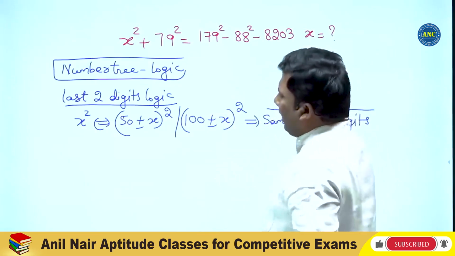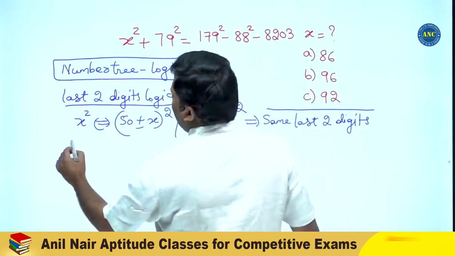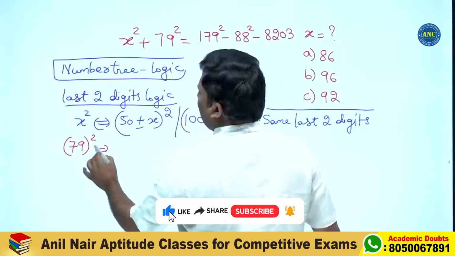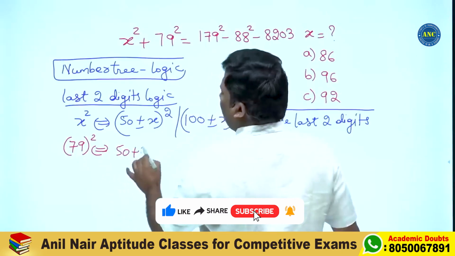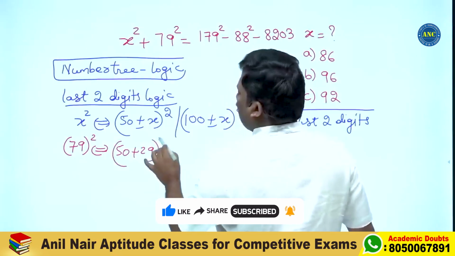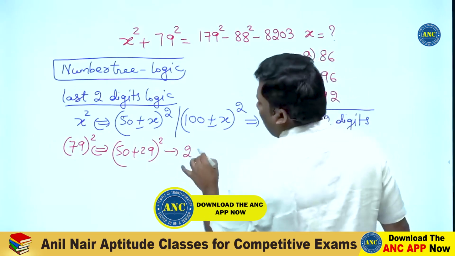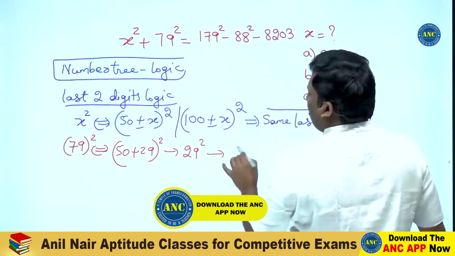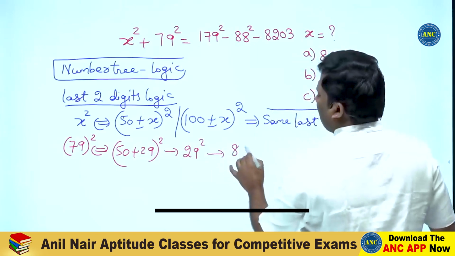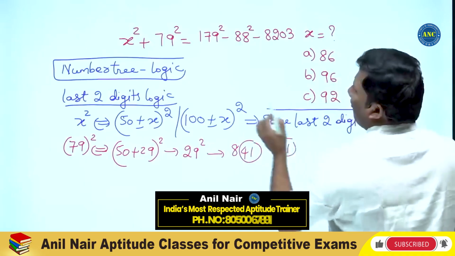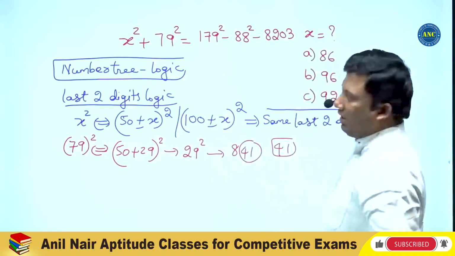Now see here, x square. Suppose I am doing 79 square. What are the last two digits of 79 square? 79 square, it is 50 plus 29 square. 50 plus x square and x square have the same last two digits. So 29 square is 841. So the last two digits are 41.